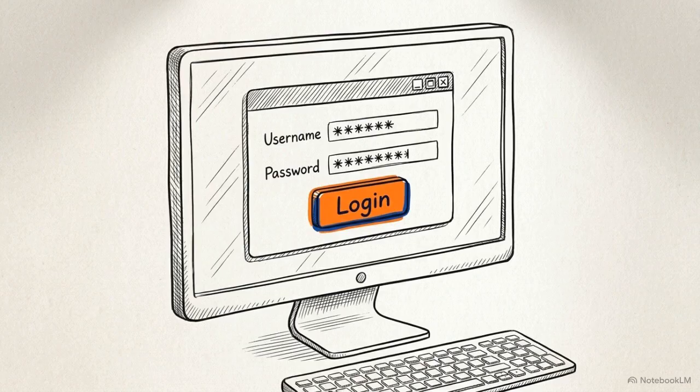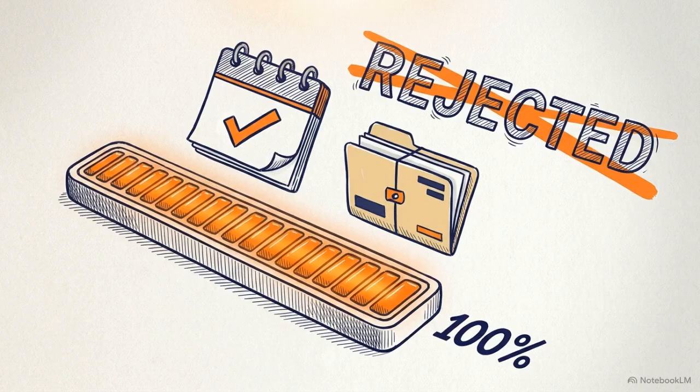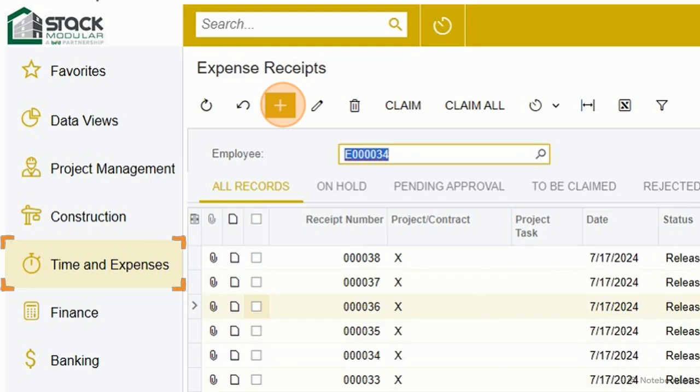To get started, make sure you have an active Acumatica desktop login and a digital copy of your itemized telephone bill, either a PDF or an image file, saved locally on your computer. Preparing your digital files and knowing your contractual limits up front helps prevent submission rejections and avoidable delays in your reimbursement. Begin by logging in to the Acumatica application and navigating to the Time and Expenses workspace.